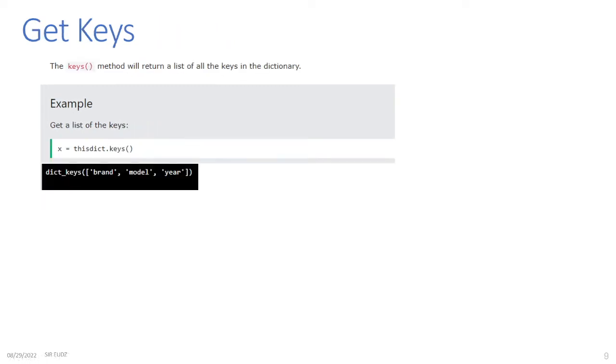Get keys. The keys method will return a list of all the keys in the dictionary. So if we get a list of the keys, X is equal to this dot keys. If we print X, it will print all the keys in the dictionary. The appearance will be something like this: dict_keys, and then open and close parentheses. In square brackets, we have a list of the keys: brand, model, and year.